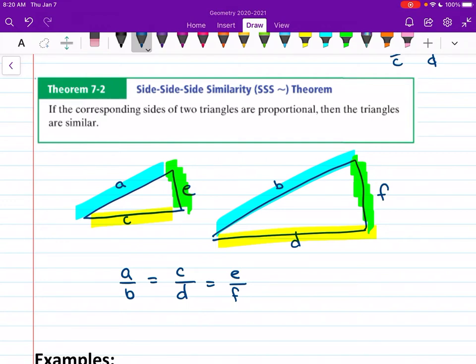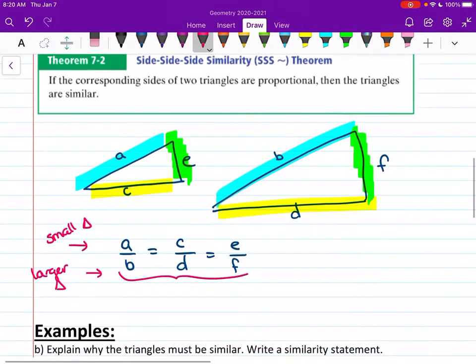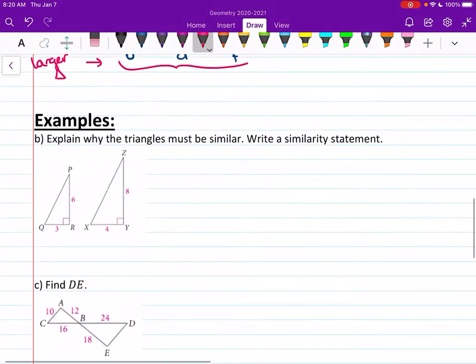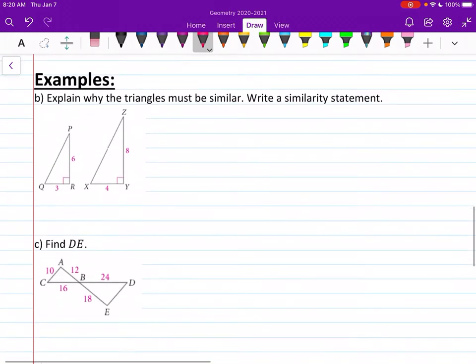And if you notice, all of the values on the top, all of the numerators come from the small triangle, and all of the values on the denominator come from the larger triangle. And that's another way to make sure your proportions are organized, is to make sure all the numerators are from one triangle, all the denominators are from another, and each fraction is corresponding sides. All right, let's do some examples. So explain why the triangles must be similar and write a similarity statement.